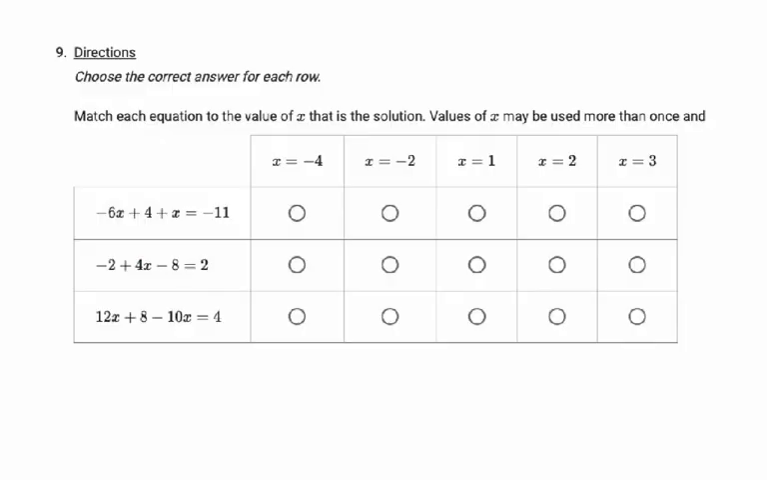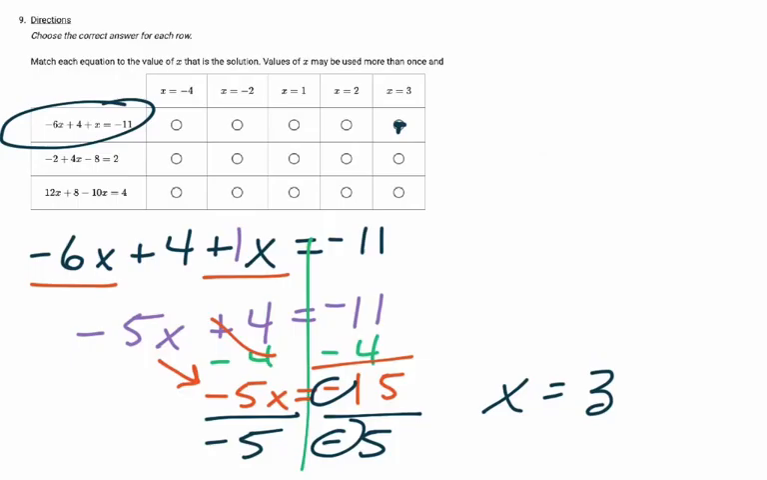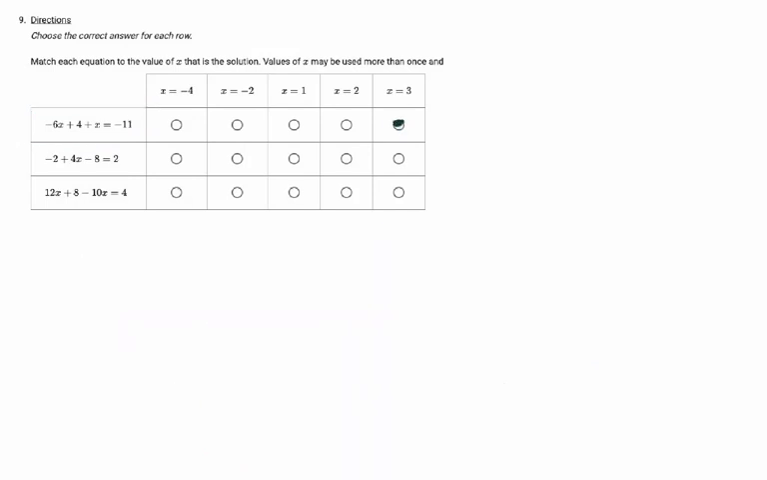All right, let's do the second one. Well, sorry, I thought I had the second one. I don't have the second one. Let me just erase that out. My bad. Clear the ink. Okay, so we know the first one's that one right over there. Cool. The next equation is negative 2 plus 4x minus 8 equals 2.